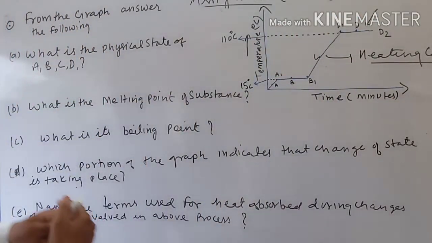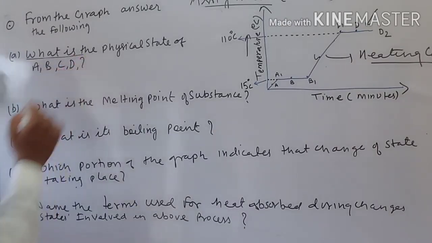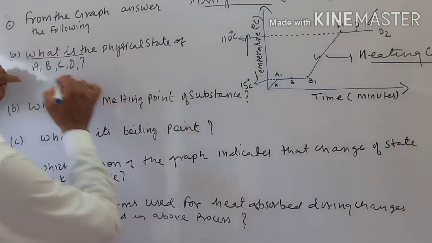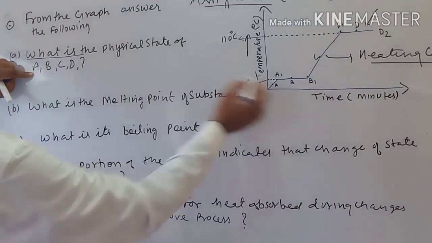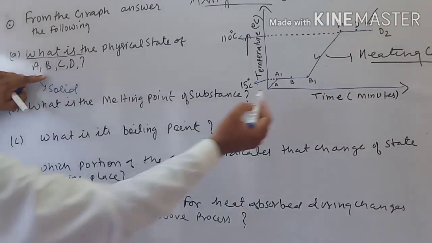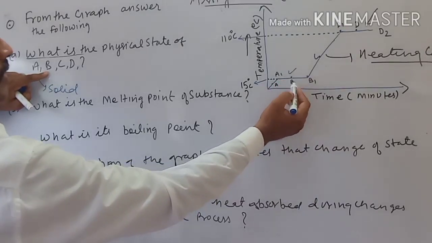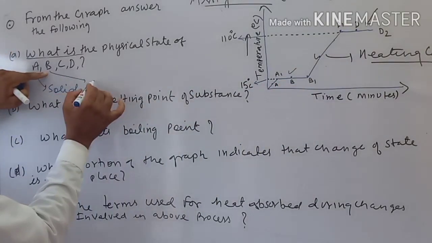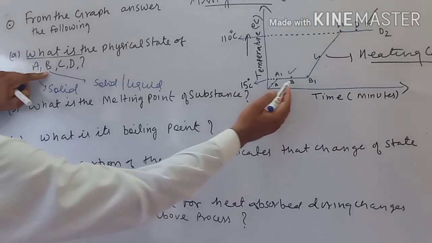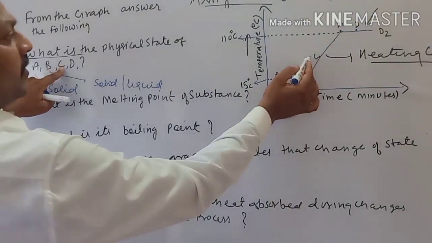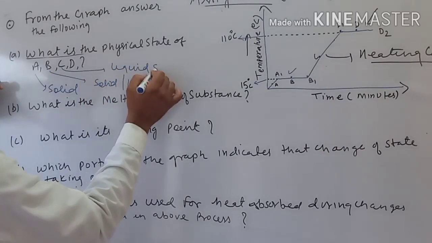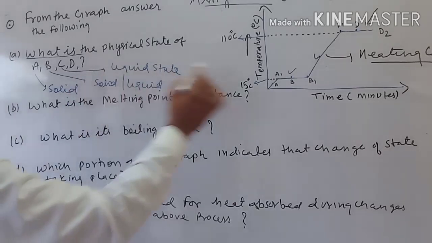Now see what the question is. Question number 1. What is the physical state of A? Here A is this, so A's physical state is solid. Now B, this is our B. In this state we told you earlier it may be solid or liquid. Now at C point it is completely liquid state.